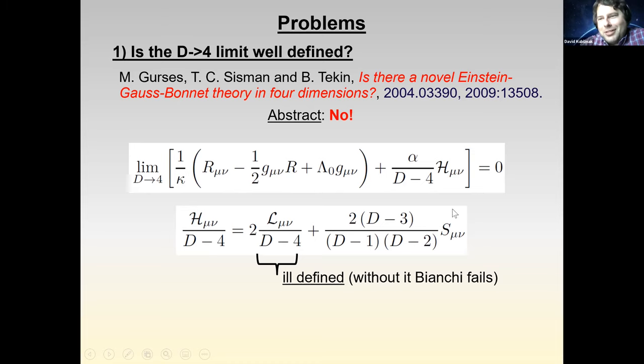Now what happens is that the part S has a very nice and smooth limit when you send D goes to 4. However, L mu nu does not have a nice limit. Basically, L mu nu is non-trivial in D not equal to 4, and it's identically 0 in D equal to 4. So in D equal to 4, you have a 0 divided by 0 limit, and of course this is not well-defined. So now, what people thought is, well, what if we throw away this term here and just consider this part over here? But then this is great.